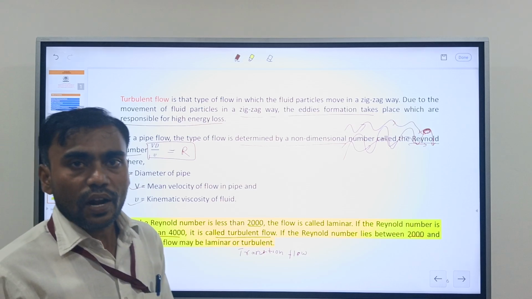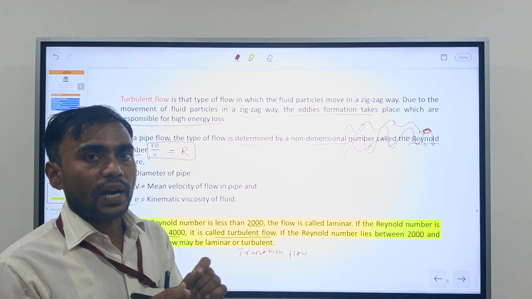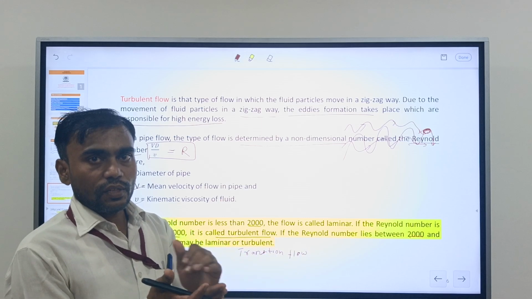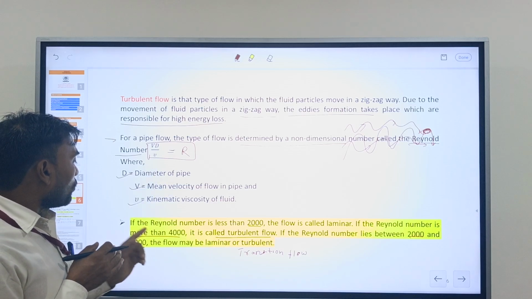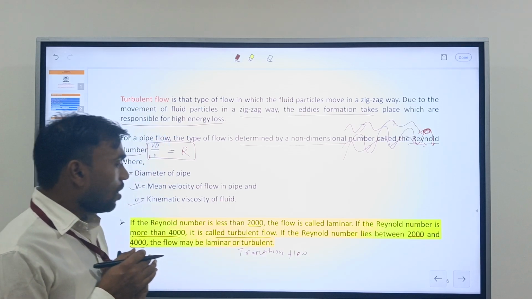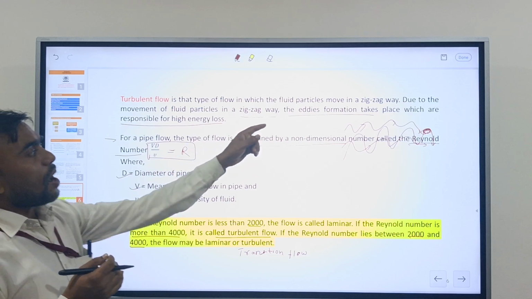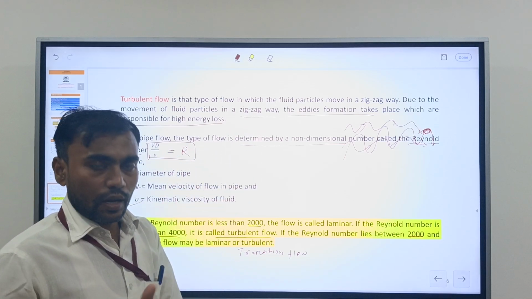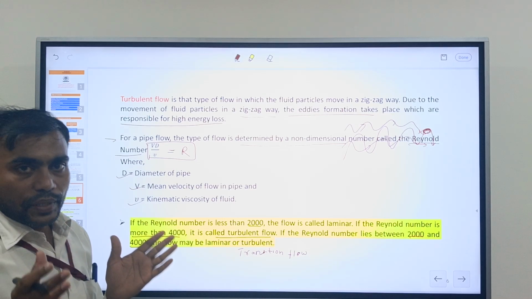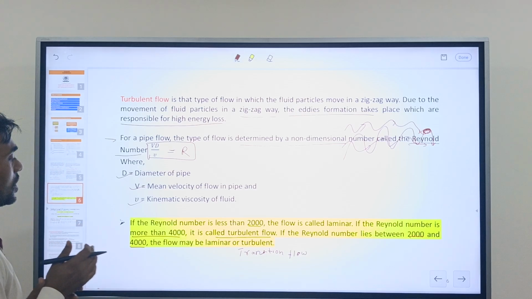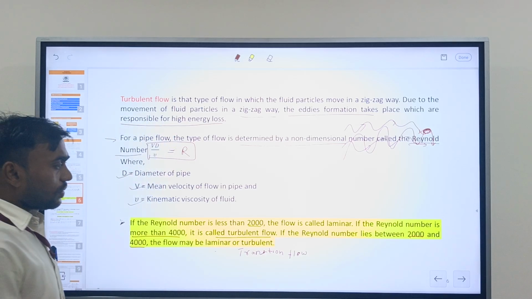Okay, so using the Reynolds number value, you can easily classify whether the fluid flow is laminar or turbulent. If the value of Reynolds number is less than 2000, then it is known as the laminar flow, in which all the fluid particles move in a straight line, in a well defined pattern. If the value of Reynolds number is more than 4000, it is known as the turbulent flow, where all the fluid particles move in a zigzag way. In this case eddy formation will take place and high energy losses will occur. And if the Reynolds number value lies between 2000 and 4000, this stage may be laminar or turbulent, or simply you can say it as a transition stage.